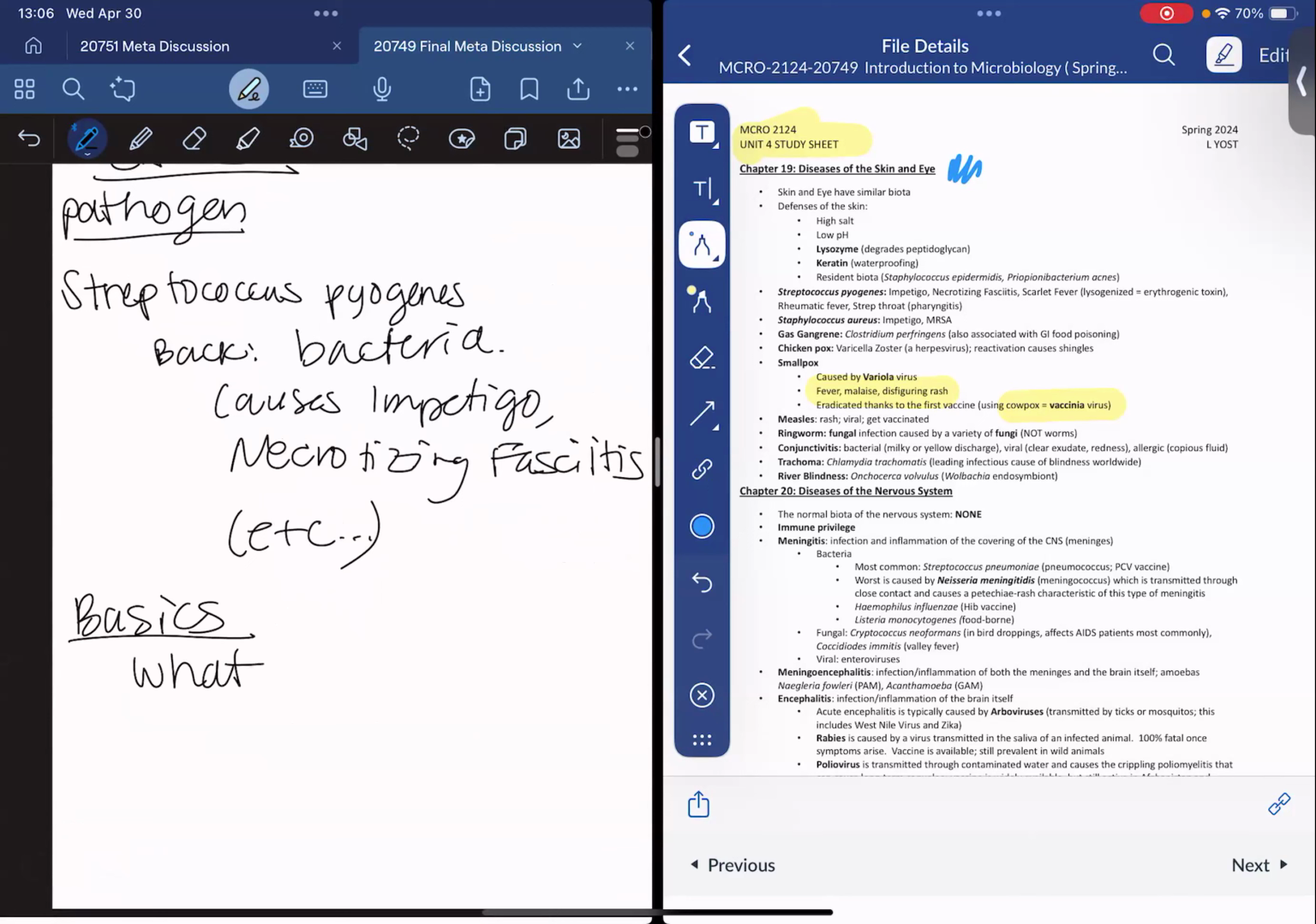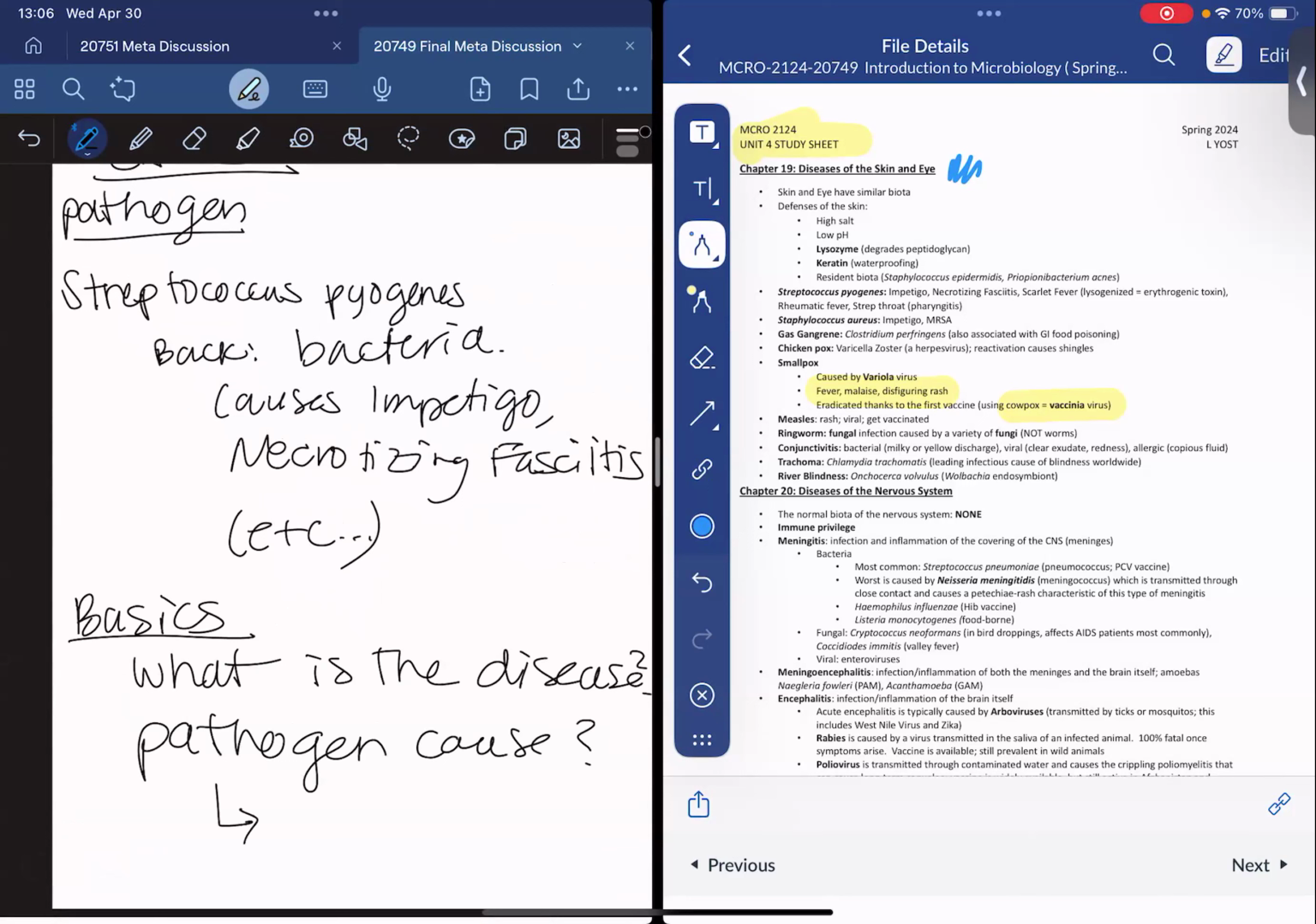The bare minimum I would understand is what the disease is, the pathogen that causes the disease, and what type of pathogen it is, as well as its name. That'll be my bare minimum. If I have any other thing written on the study sheet, then I'll add that in too.